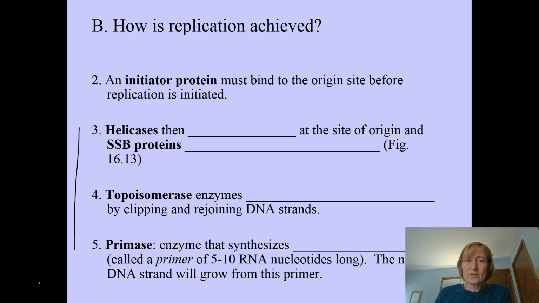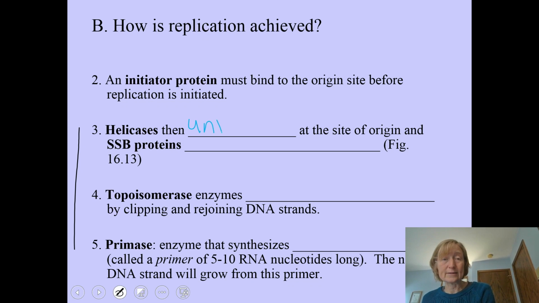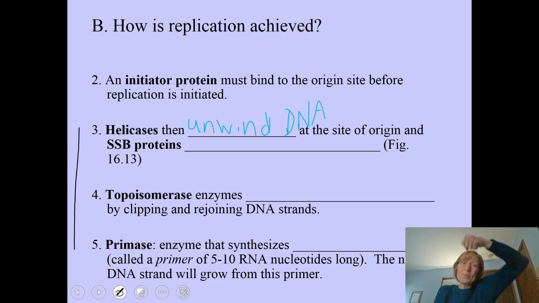Okay. After the initiator protein shows up at the origin site, there are a couple of other things that happen. One of them is that helicases then unwind the double-stranded DNA. So helicases unwind the double-stranded DNA at the origin site. We have to open it up so that it can be replicated, right?